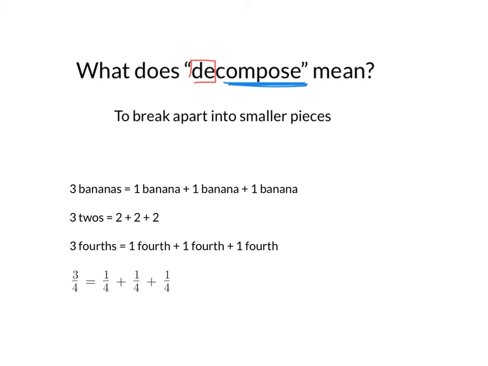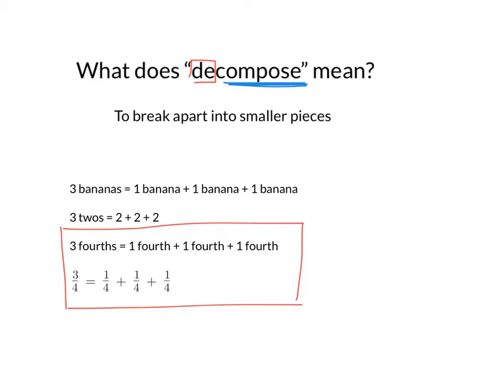Down here, I want to draw your attention. We can write fractions in 2 different ways. We can write it using words, which is what you see above, or we can write it using numbers, which is what you see below. Those 2 math sentences say the exact same thing. They both say 3 fourths equals 1 fourth plus 1 fourth plus 1 fourth.